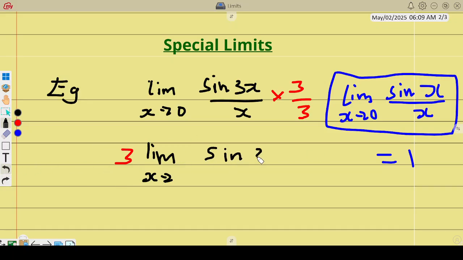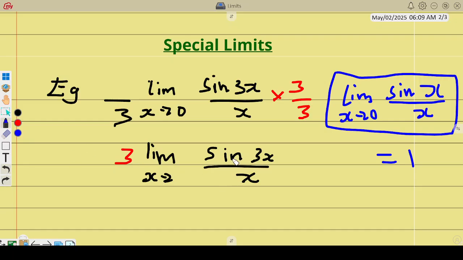So sine 3x over, we have x. So the 3 can come here, so that we have 3 over 3. We haven't changed anything because 3 over 3 is 1. But since we're not going to take it that side, we're just going to bring it here.